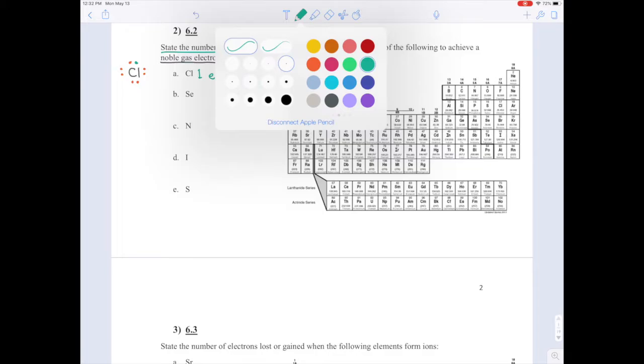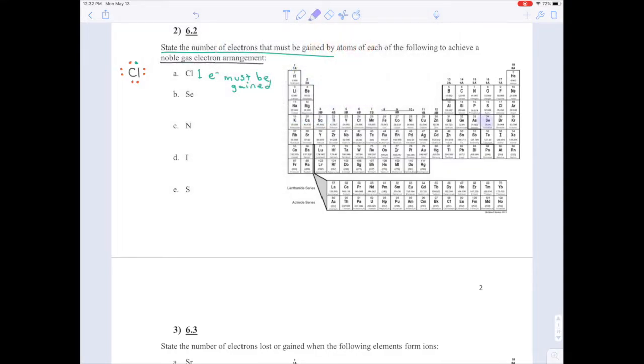Let's try Se, selenium. Selenium is over here, at the right side of the periodic table. We can draw the symbol Se, which represents the nucleus and all of the inner electrons. Because selenium is in group 6A, it's going to have 6 valence electrons. I'm going to put 1 on each side of selenium before I start pairing them. 1, 2, 3, 4. Now that I have 1 on each side, I can start pairing them. 5, 6. You can see that to have all paired electrons, selenium would have to gain 2 electrons. So in the case of selenium, 2 electrons must be gained in order for it to have all of its electrons paired like the noble gases. In other words, in order to have a noble gas electron arrangement.